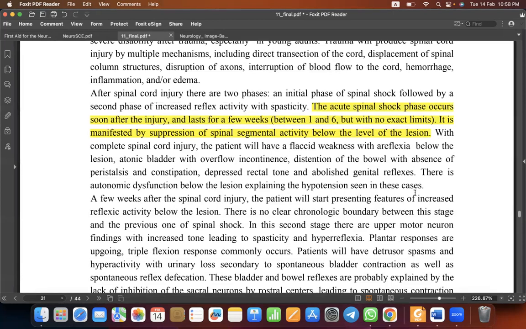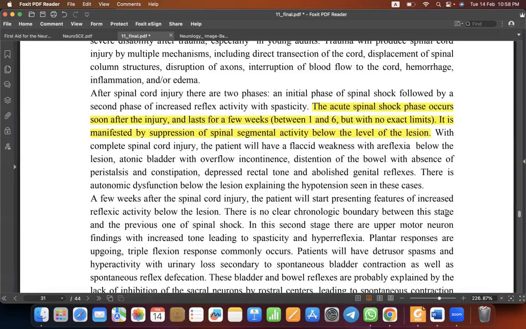In complete spinal cord injury, the patient will have a flaccid weakness with areflexia. There could be atonic bladder, there could be overflow incontinence, there could be decreased anal tone, there could be decreased peristalsis, there could be abolished genital reflex, there will be constipation. All these factors can be present as well.